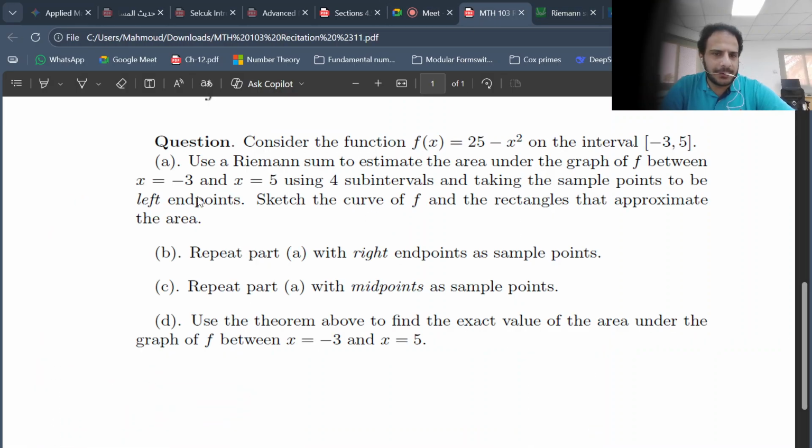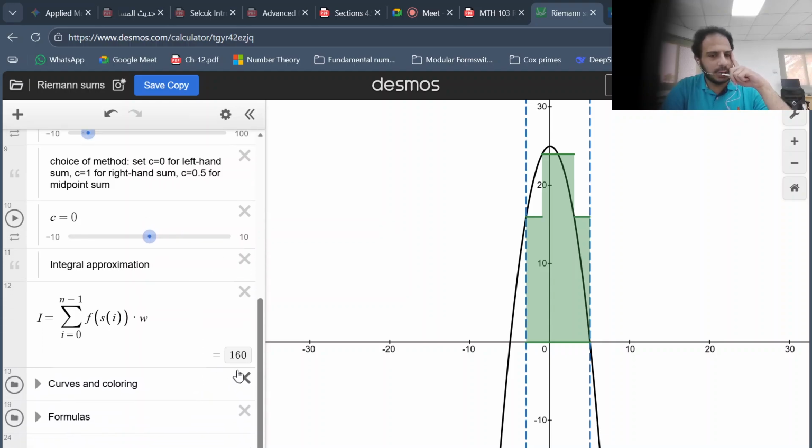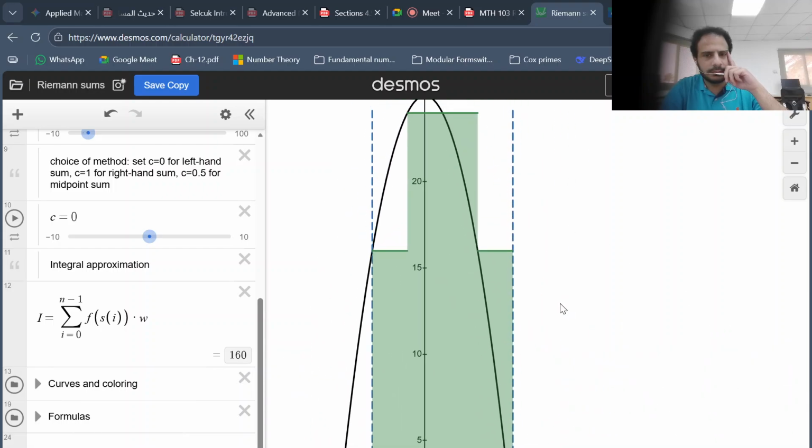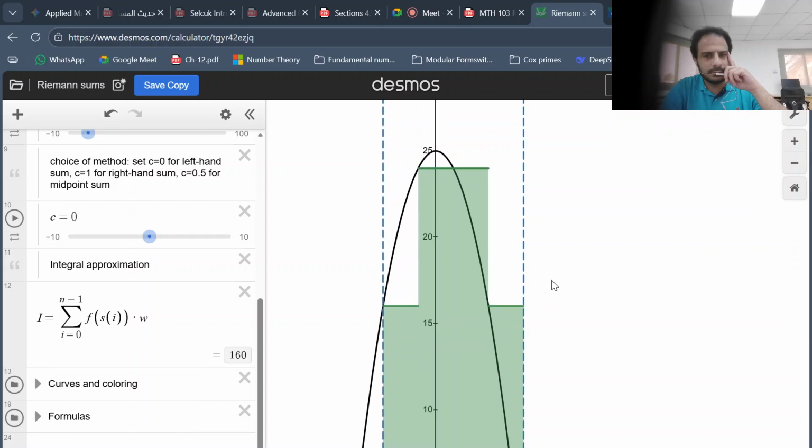Left endpoints for the first one, right? Yes, left endpoints. For left endpoints, you use 0, okay? Here, 0 for left hand, 1 for right hand, 0.5 for midpoint. It's already left endpoint. You get 160, okay? Are you good with this? Yes, Professor. Okay.